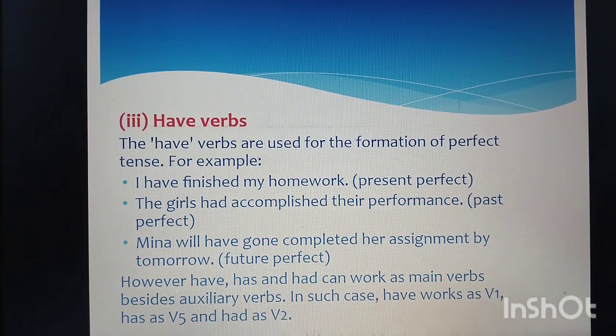Understand? Have is verb one. These verbs are sometimes used as main verbs. They can work as main verbs besides auxiliary verbs, because they work in both cases, not only as auxiliary verbs but also as main verbs. In that case, have is verb one, has is verb five, and had is considered verb two. So they can play both main verb and auxiliary verb roles.